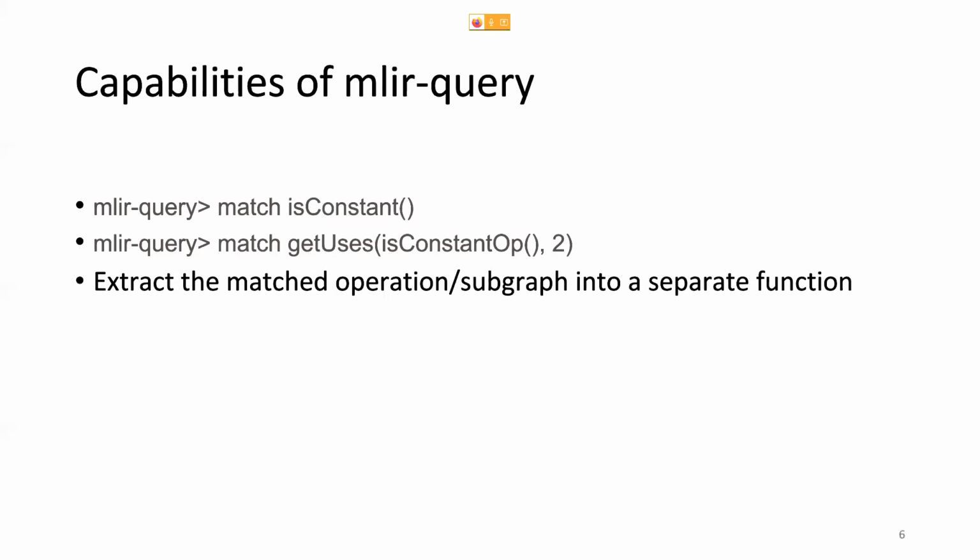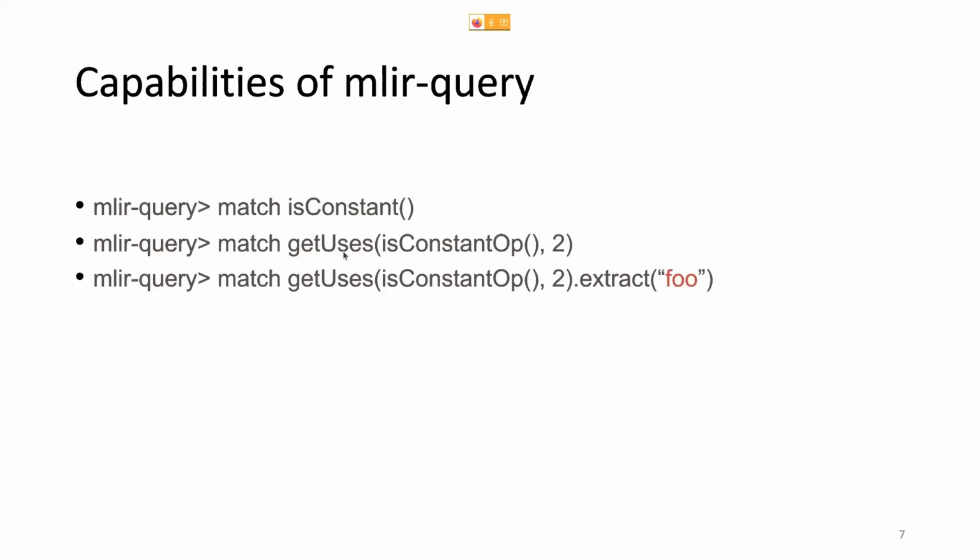You can also extract these matches into a separate function, which you can do by adding a dot extract with the function name. So you have the matcher query, you add a dot extract and then a function name, and then you get all the matches extracted into a function.